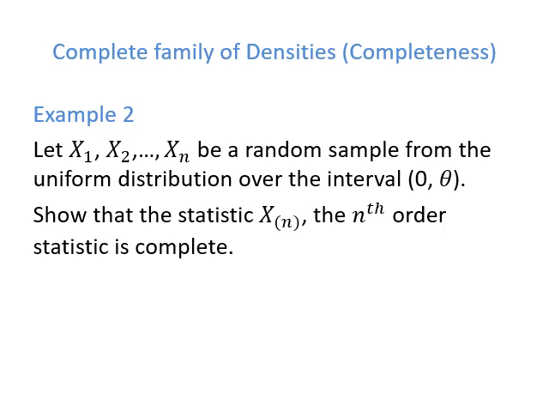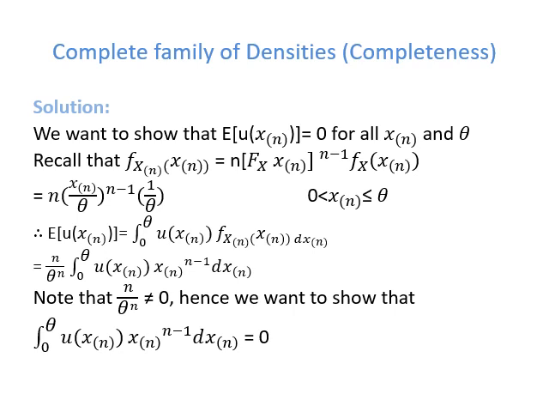Now we are going to illustrate the concept of completeness, but in this example we are going to consider a continuous random variable. We are going to assume that we have X1, X2 till Xn, a random sample taken from a uniform distribution defined over the interval 0 and theta. Notice here that this means that the probability density function of the uniform distribution will be 1 over theta, and x takes values from 0 to theta. We want to show that the statistic Xn, which is the nth order statistic, is complete for theta.